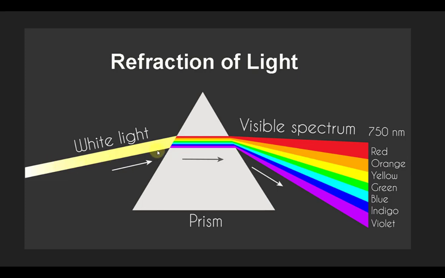When white light hits a prism, it bends, and this bending is called the refraction of light. It bends because the speed of light slows down as it enters this medium called glass. And once it bends, red light bends the least. Violet and blue bend the most. This causes the rainbow effect that we see as white light enters and exits a prism.